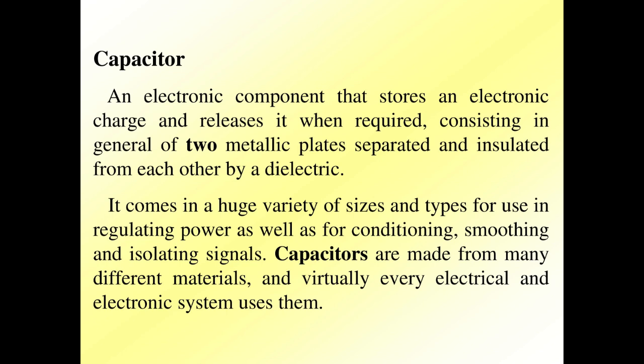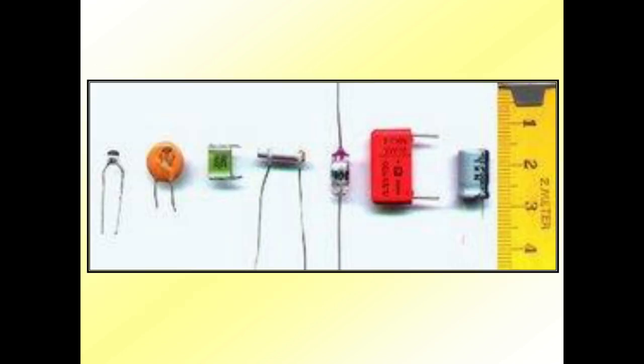Consisting in general of two metallic plates, separated and insulated from each other by a dielectric. It comes in a huge variety of sizes and types for use in regulating power as well as for conditioning, smoothing and isolating signals. Capacitors are made from many different materials, and virtually every electrical and electronic system uses them. This photo shows us how the capacitor looks.